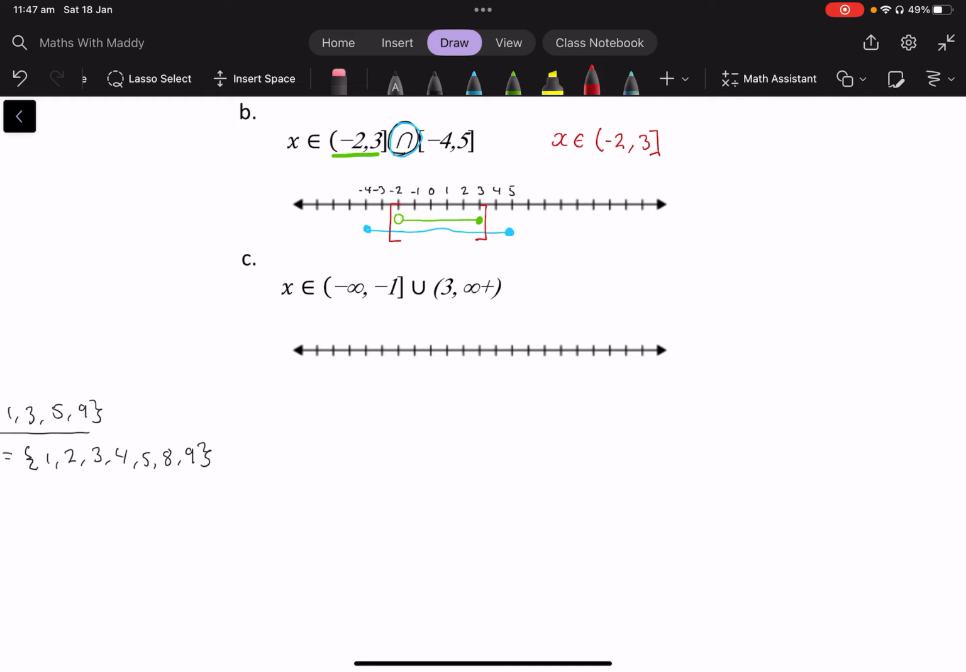Now, we have a union or an OR. So this refers to all values being included, and it doesn't have to be restricted by an overlap. So this is the direction of -infinity. This is the direction of +infinity. And so we'll go from 0, 1, 2, 3, 4. Get the gist. -1, -2, 3.